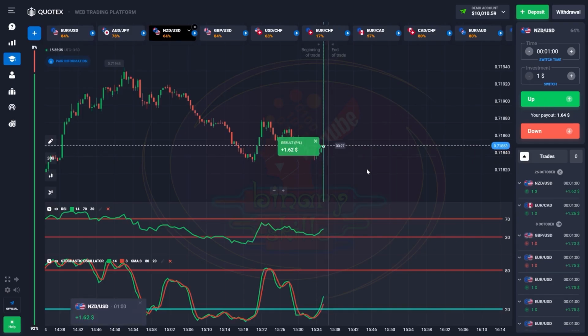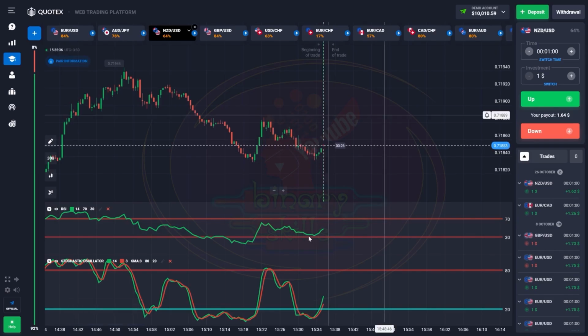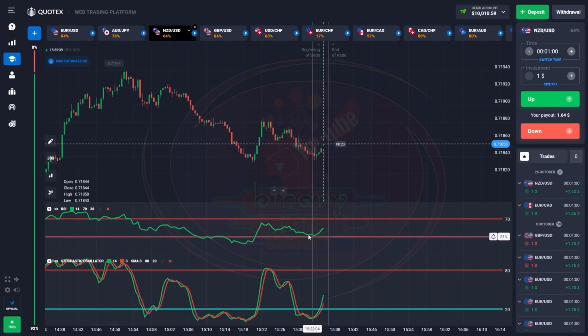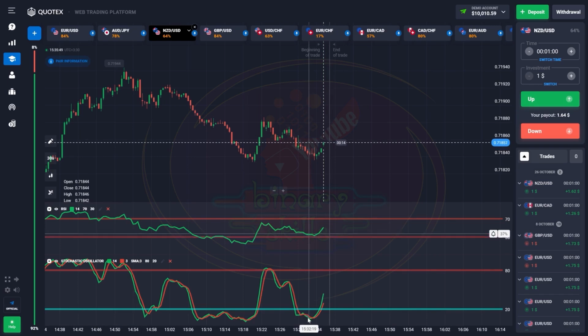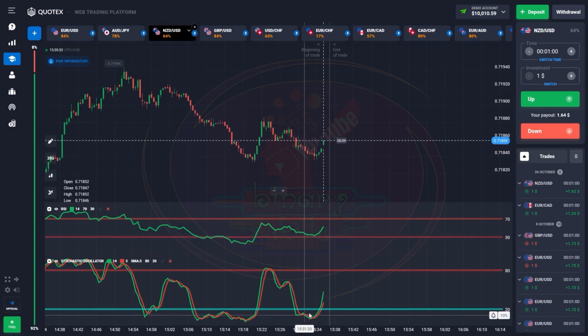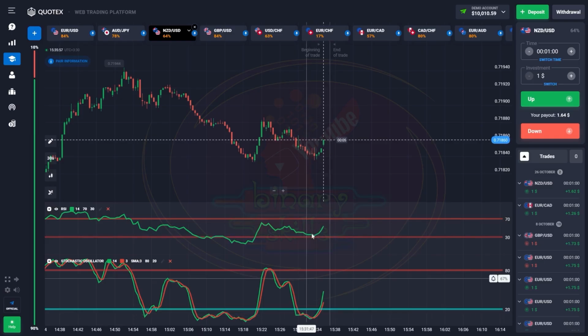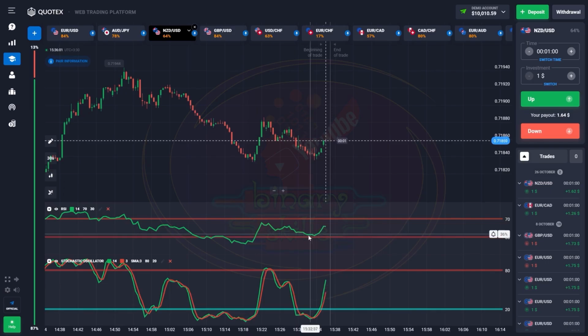Alright, this trade closed with profit. Now look here, in this area, a few candles formed, but the RSI couldn't reach the oversold line, which is the 30 line. So I didn't open a trade here, even though the stochastic was in the oversold zone, and the green line tried to cross the red line a few times.